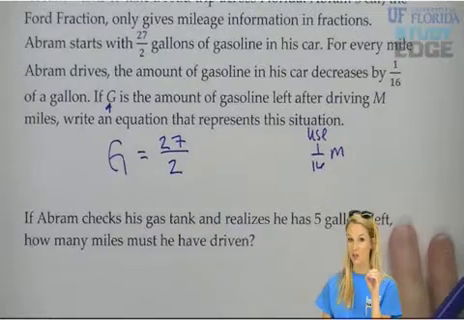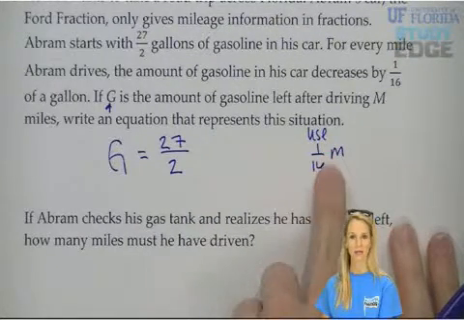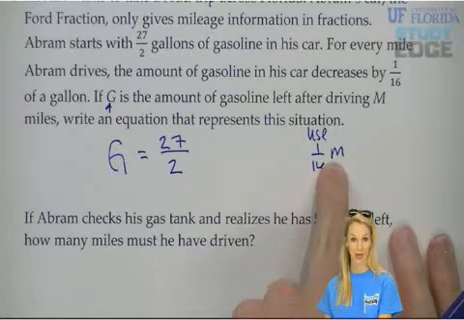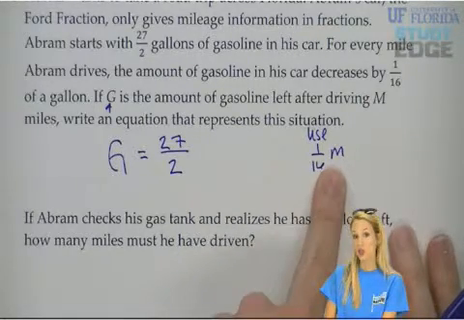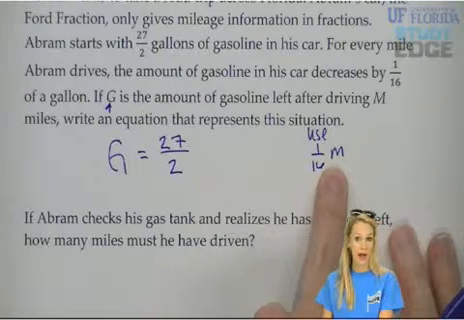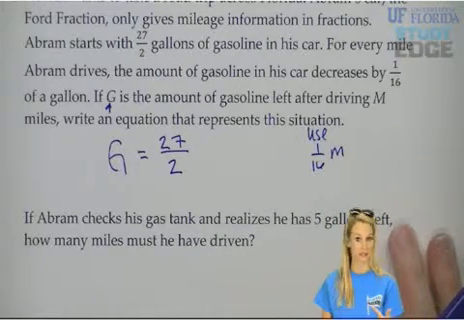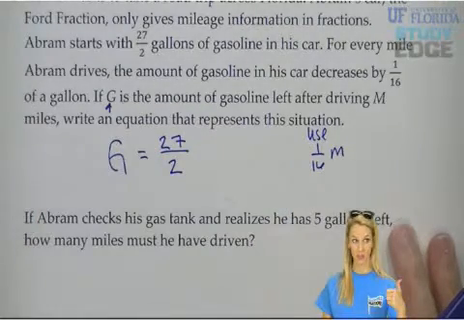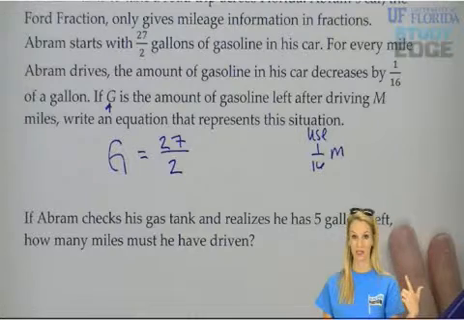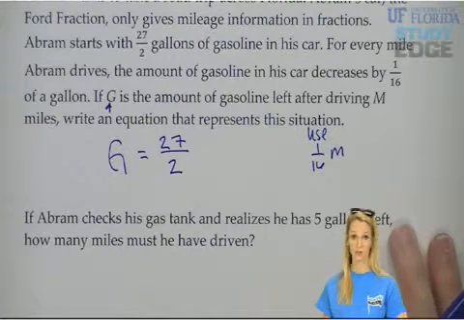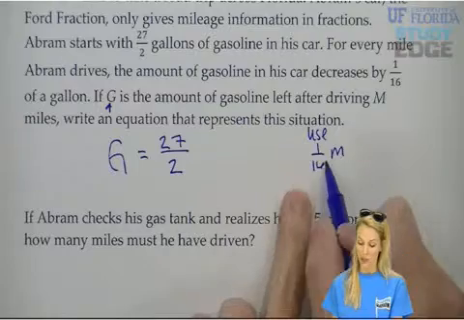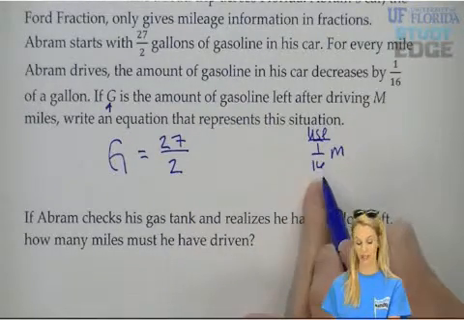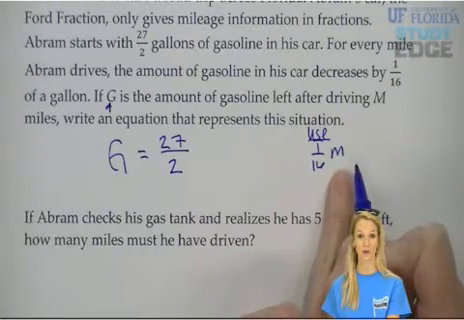If we don't drive any miles, what happens? Well, we're not using up any gas. If we drive 1 mile, well, 1/16 times 1 mile would just be 1/16 gallons. What about 2? Well, if we drive 2 miles, we're using 1/16 gallon for the first one, 1/16 gallon for the second one. 1/16 times 2, well, 1/16 plus 1/16, that's the same thing as saying 1/16 times 2. You get 2 over 16, or 1/8. So we know that the amount that you use is 1 over 16 times M. You use 1/16 of a gallon per mile that you drive.